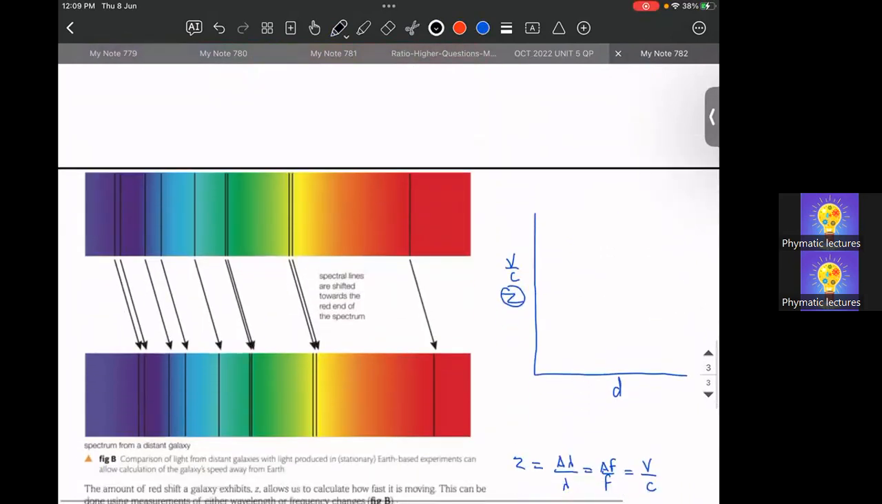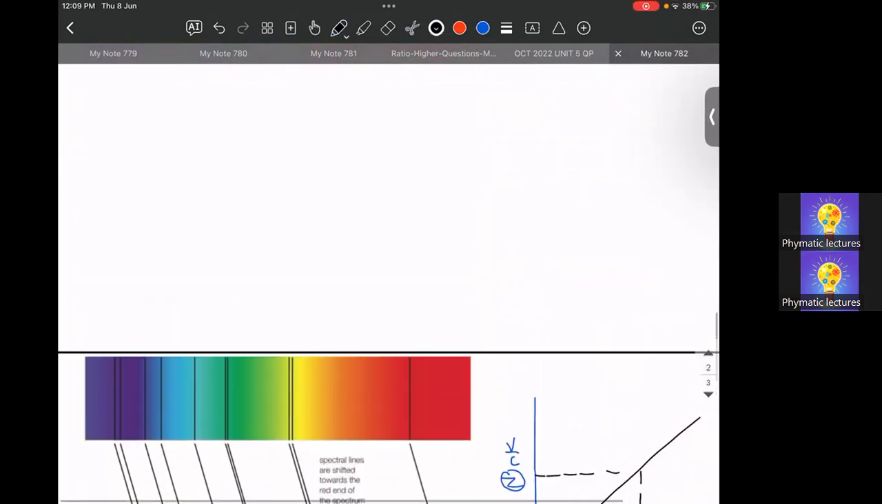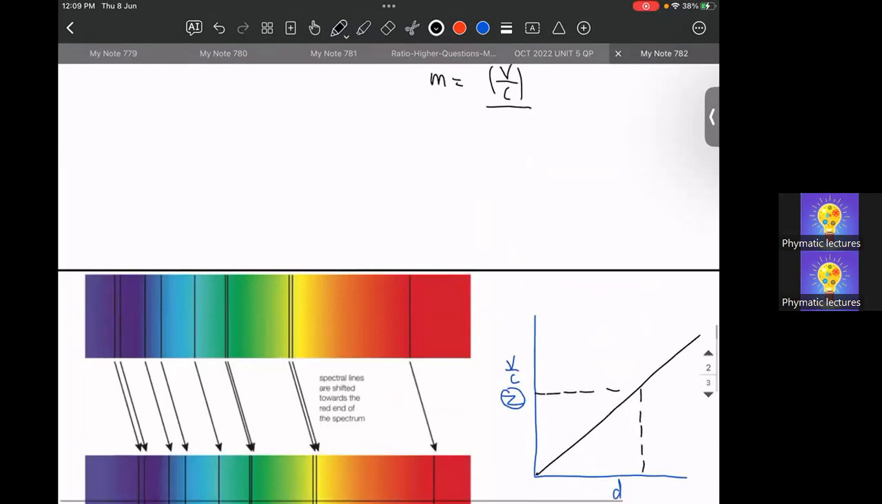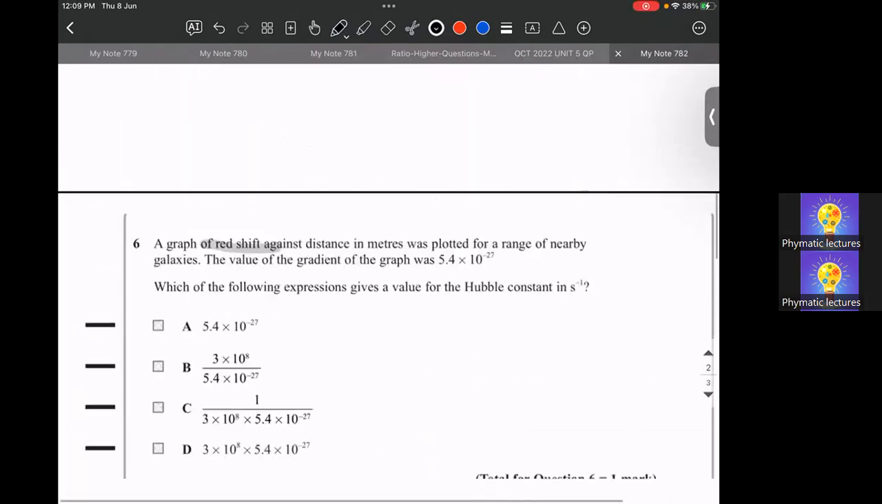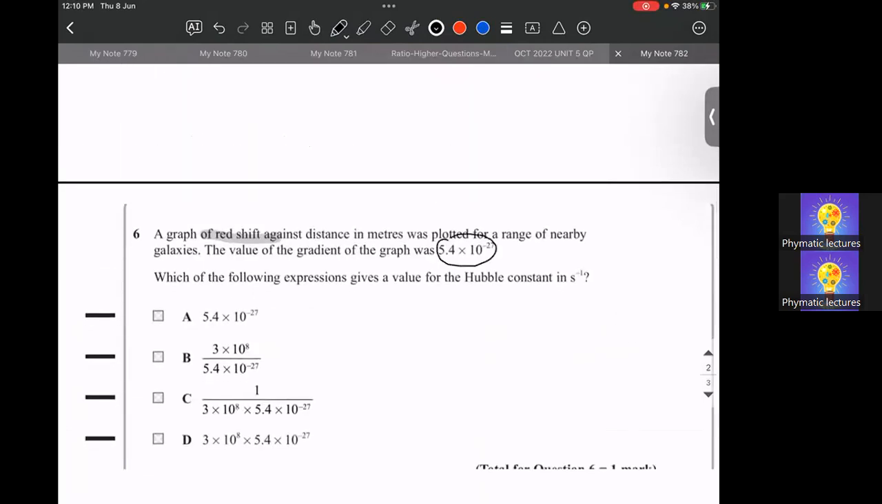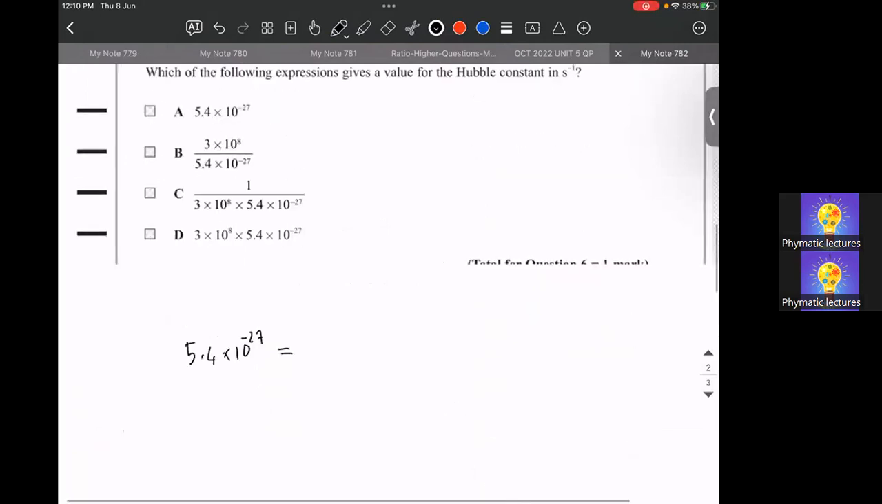So the gradient of this redshift versus distance, basically what is gradient? That is delta Y, the rise over run. So V by C divided by D is the gradient, correct? And what is V by C divided by D? That is V by DC, and that is the gradient. Am I right? The gradient is 5.4 times 10 to the power of minus 27, and that is equal to V by C into D. Correct?